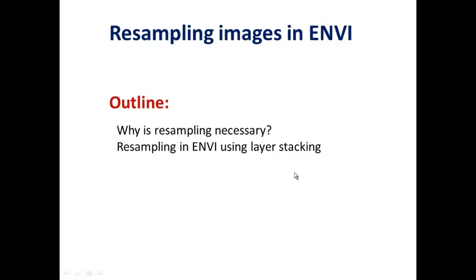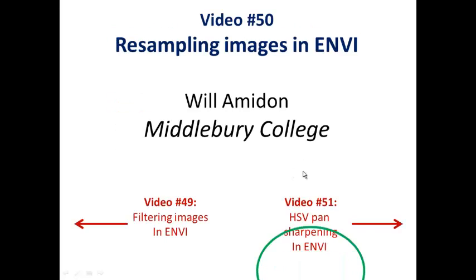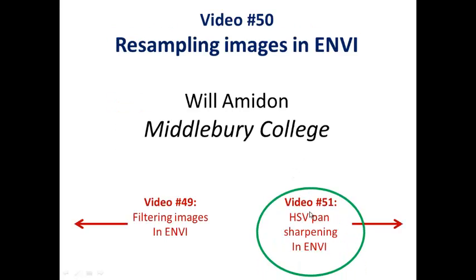So in conclusion, we talked about a couple different strategies to move towards fusing the radar and the Landsat images together for classification. One of those involved resampling into a multi-band raster, and we just did that using layer stacking in ENVI. In the next video, I'll show you how to do HSV pan sharpening in ENVI, which is the first step in the second workflow.